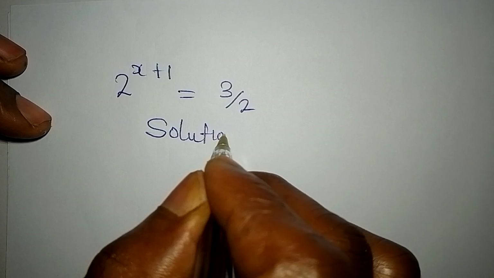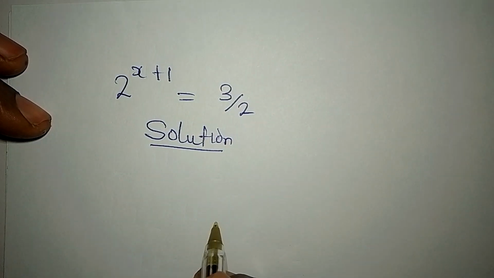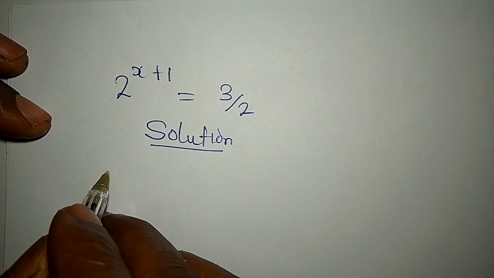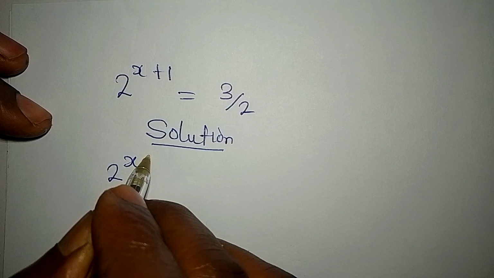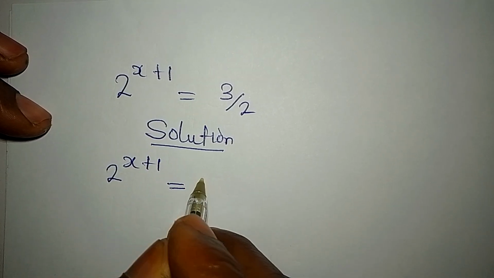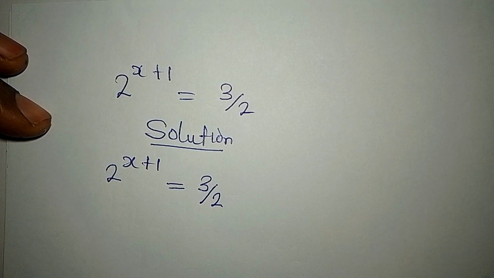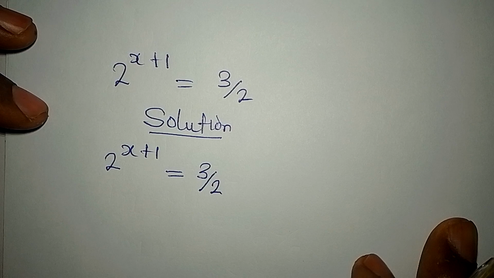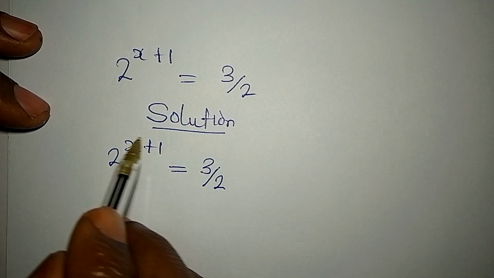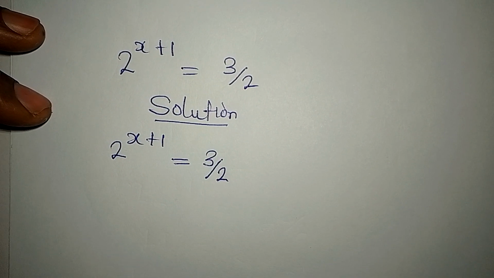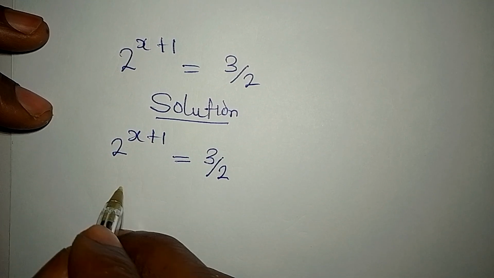Let's provide the solution to this exponential equation: 2 to the power of x plus 1 equals 3 over 2. And the good part of it is we are not expected to use a calculator for this. So what do we do? Let's apply our log immediately.